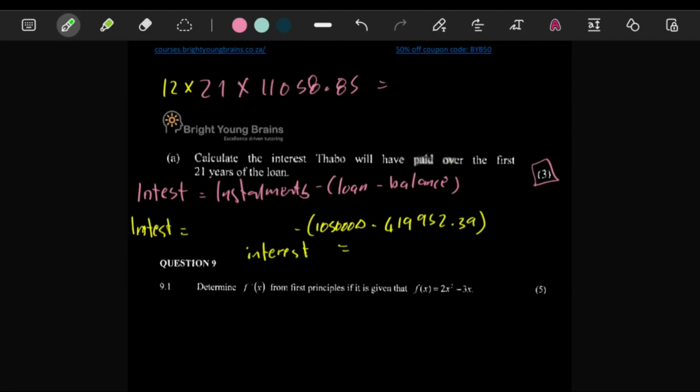Let's see, 12 times 21 times 11,058.85. Right, this is a big number. It's 2,786,830.2. Whew, okay, I guess this is going to be a bit better.